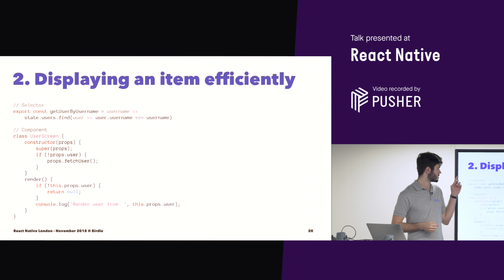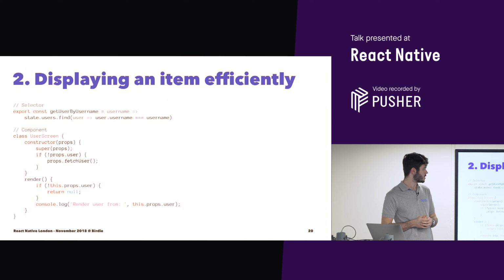Quick example. I've got my selector here, getUserByUsername, which gets a username, and then you do users.find, which I just showed you with the clients example. Same kind of lists. And then for my component, in the constructor, I'm getting the props. I need to check that I do have the user in my props. If I don't, I need to dispatch an action to fetch the user. And then in the render method, I also need to check that I do have the user, because if I don't, I need to, for example, return null or some kind of loading indicator. And then finally, I can do something with my user. Here, console.log it, but of course, display some kind of page. That's, again, a lot of boilerplate. And here, I don't even have the connect HOC.